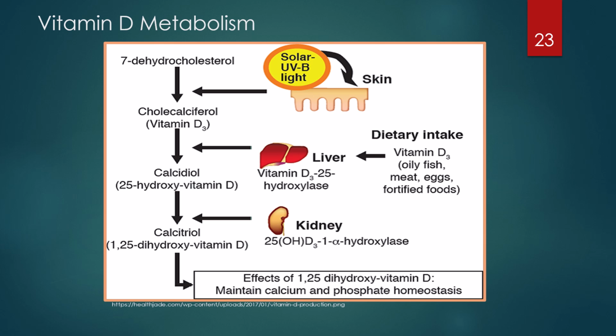This diagram outlines the metabolism of vitamin D in the body. Solar UVB light catalyzes the conversion of 7-dehydrocholesterol into vitamin D3, or cholecalciferol, in the skin. Vitamin D3 is then converted in the liver to calcidiol, or 25-hydroxy vitamin D, followed by conversion to calcitriol, or 1,25-dihydroxy vitamin D, in the kidney. This 1,25-dihydroxy vitamin D then helps maintain calcium and phosphate homeostasis in the body.